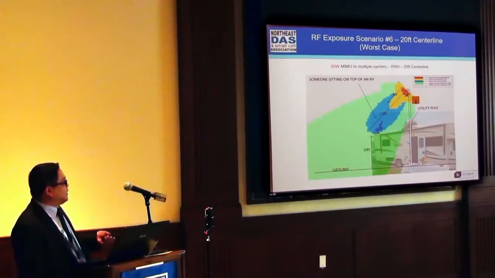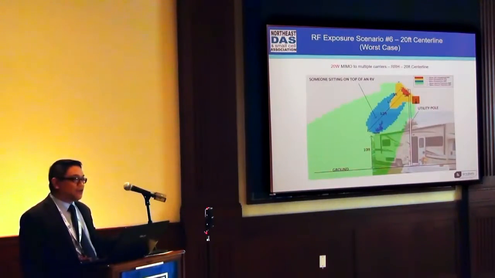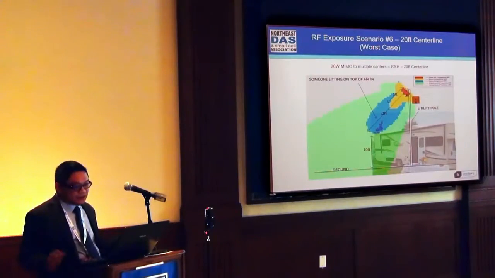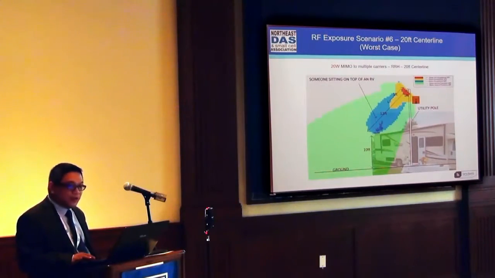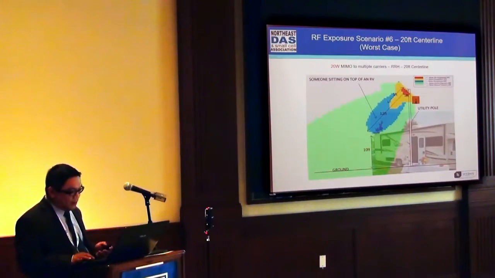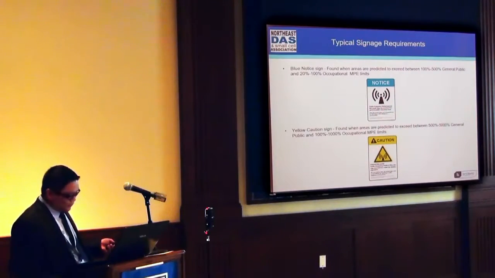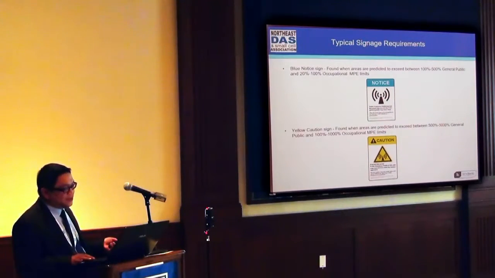So bottom line, when you're looking at your design, it is an afterthought, again, to look at EME levels. But in reality, you should really be looking at EME levels so that your design will pass RF compliance. Now, what are the different signs that are being provided? There's the notice sign, there's the caution sign. Again, these are known by the carriers, and these are the ones that they want to be posted.